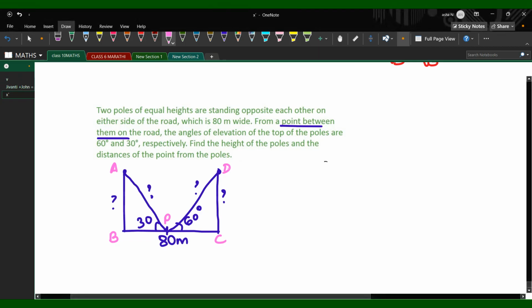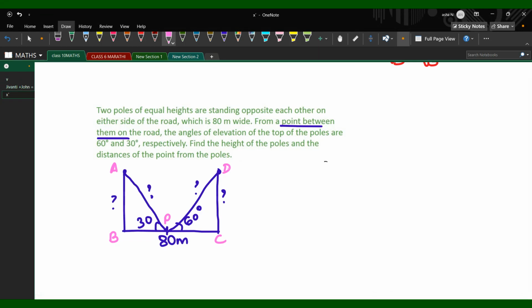Find the height of the pole and distance of the point from the pole. Distance, acha, from the pole. This we have to find out. BP and PC, not the hypotenuse.